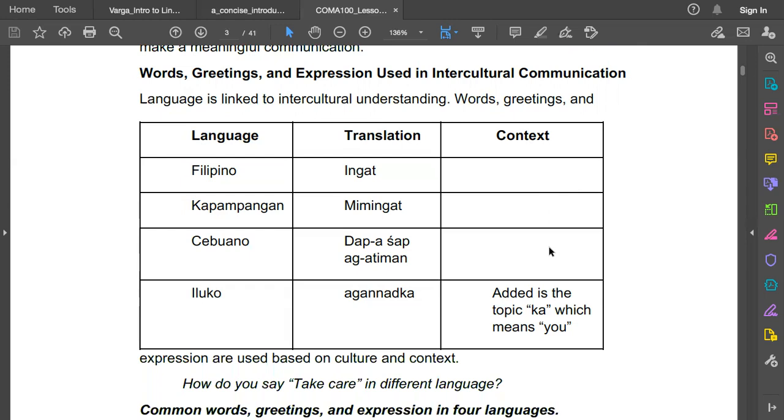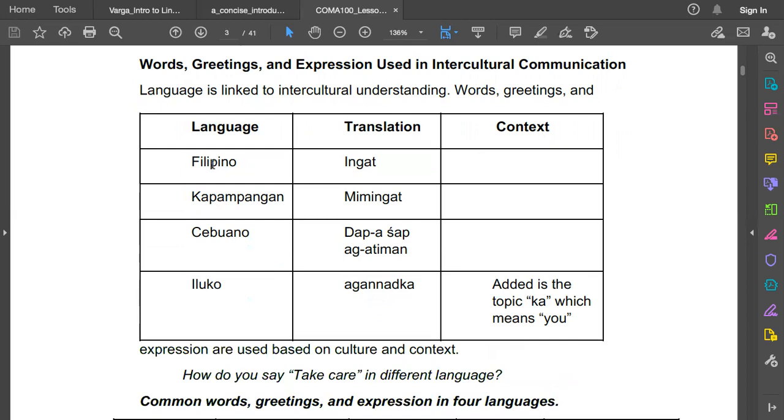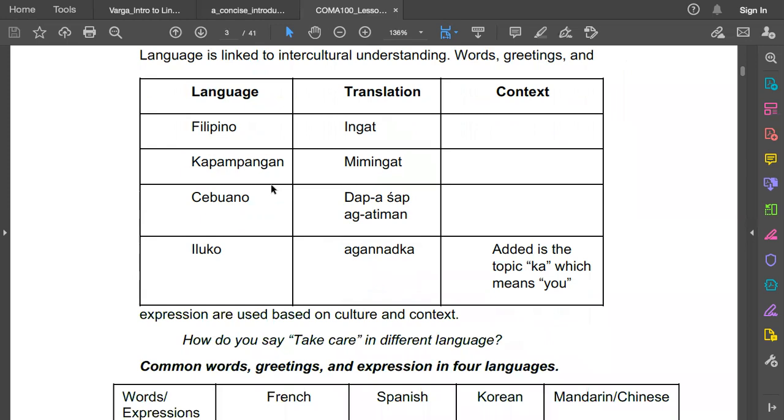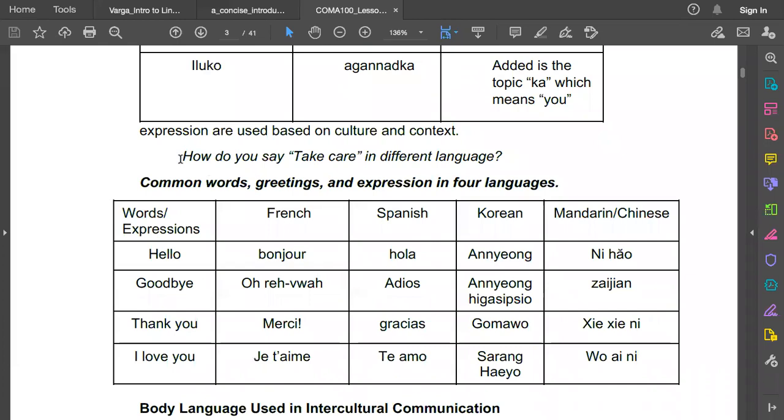So greetings from local languages. If you want to say take care in Filipino, it's ingat. Kapampangan, ingat. Cebuano, amping. Ilocano, agandam ka. Okay? So that's how we say take care in different languages.